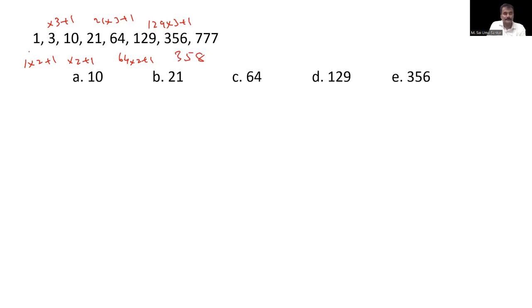Why? Because 1 into 2 plus 1, 3 into 3 plus 1, 10 into 2 plus 1, 21 into 3 plus 1, 64 into 2 plus 1, 129, 129 into 3 plus 1, 129 into 3, 357. 357 plus 1, 358. But here 356 is there. So what is the wrong number in the sequence? 356, which is the required answer.